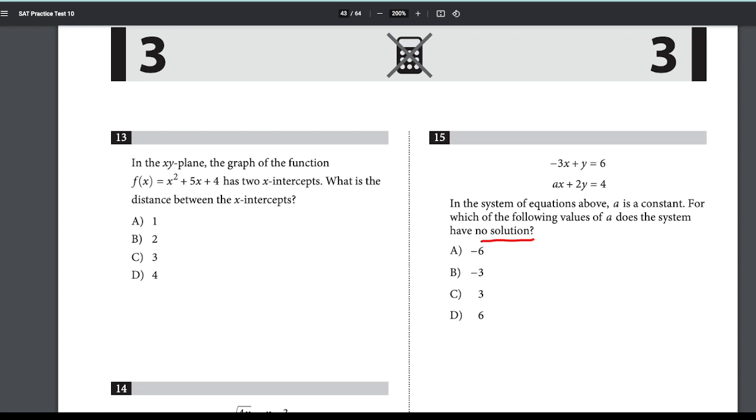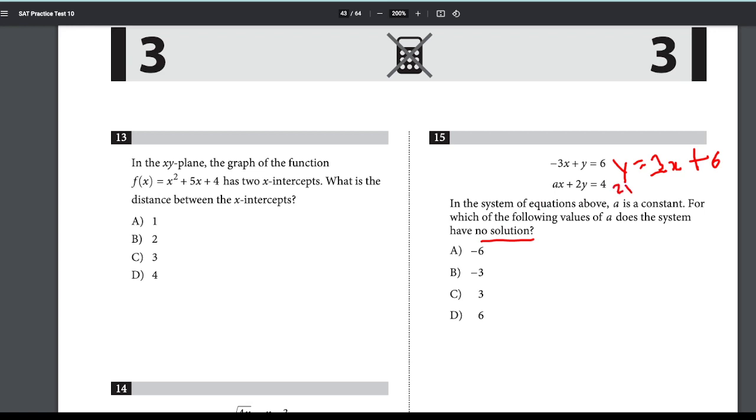Let's see here. What's the slope? Here you get y equals, if you move the 3x to the right side, the negative 3x becomes a positive 3x, and then plus 6. So our slope is 3. And this one would need the same slope, right?